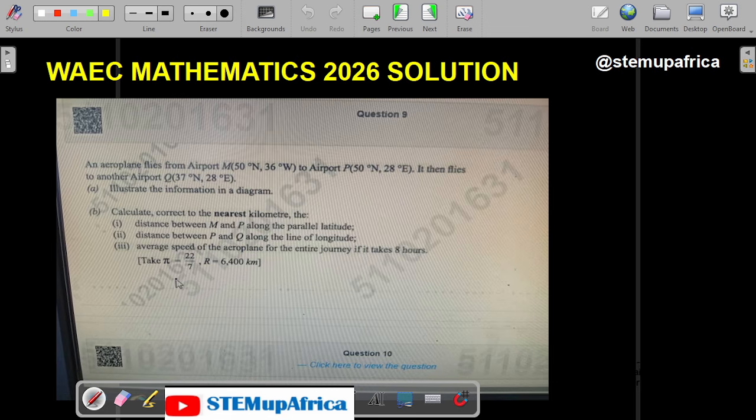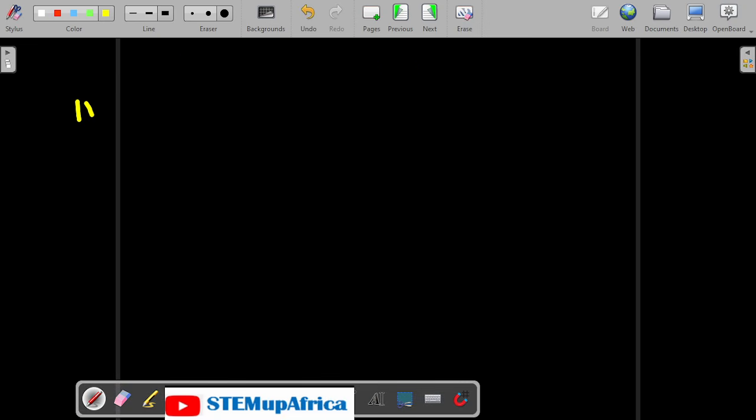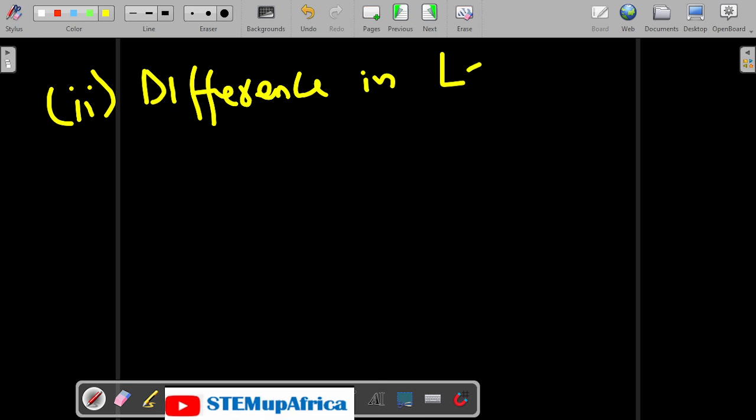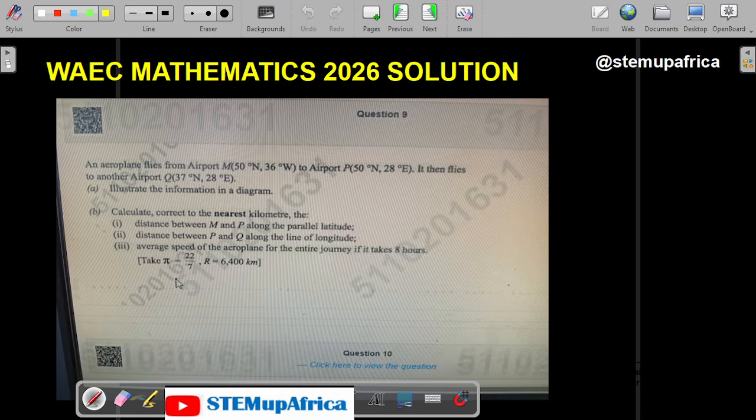You look at P and Q. P and Q have the same longitude. That means distance of great circle. P and Q now will form a great circle. So roman figure 2. Roman figure 2. So difference in latitude this time, no longer longitude, because the longitudes are the same. That's why it's a great circle.